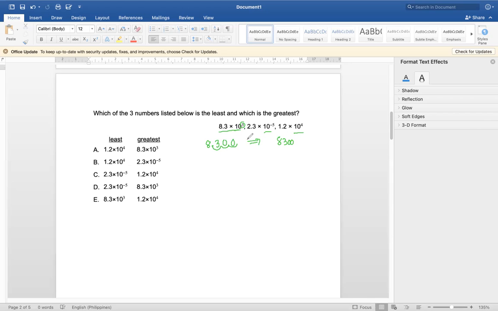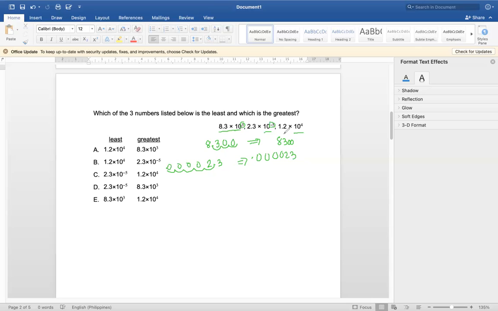Now for the second one, we have 2.3 times 10 to the power of -5. If you notice, the exponent of 10 is -5. So what will happen is it will be moved units to the left. So that will be 5 units to the left. So 1, 2, 3, 4, 5. So the decimal point will now be placed in here. So 2.3 times 10 to the power of -5 will now be equal to 0.000023, because these blank spaces are filled with 0.